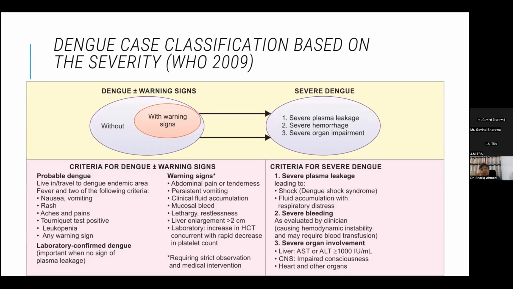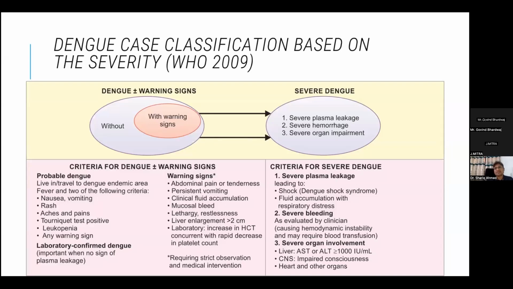Warning signs. What are the warning signs which we should look for, and we should admit the patient immediately if we see a warning sign. Without the warning sign, the patient can be managed at home with antipyretics like paracetamol and oral fluids. But after a warning sign develops, we should consult a doctor and immediately hospitalize the patient. Warning signs are abdominal pain and tenderness, persistent vomiting, clinical fluid accumulation, mucosal bleed, lethargy, restlessness, liver enlargement, and others.